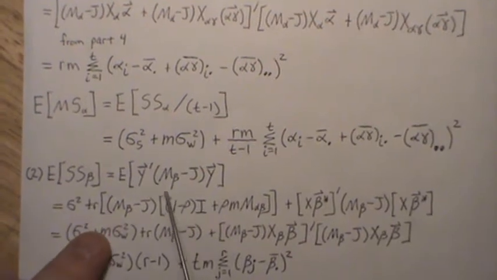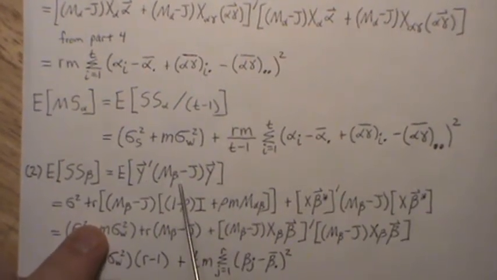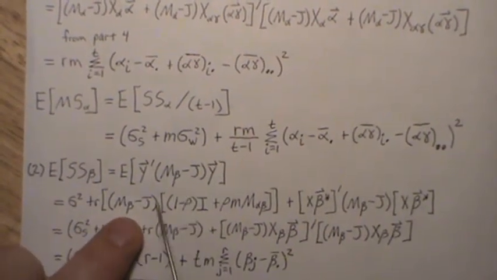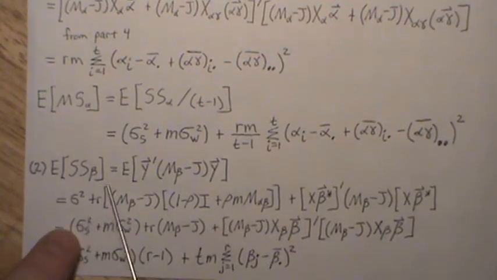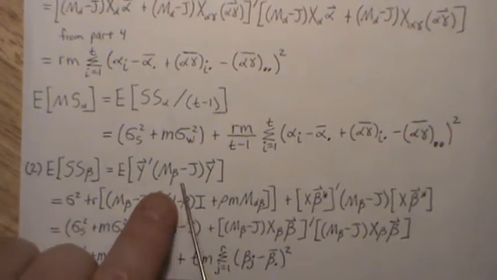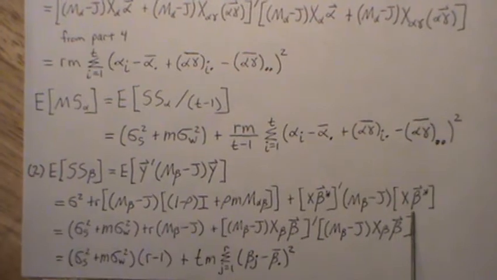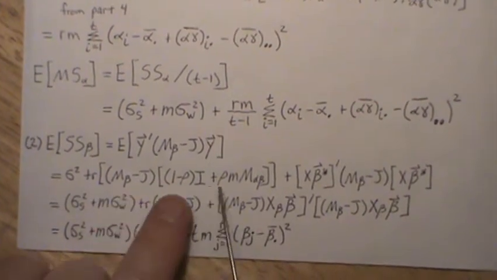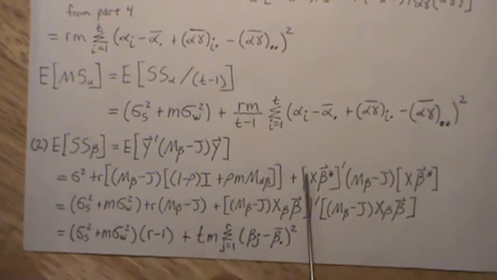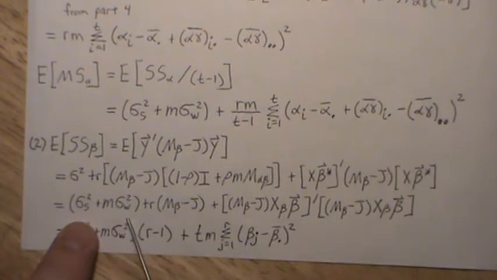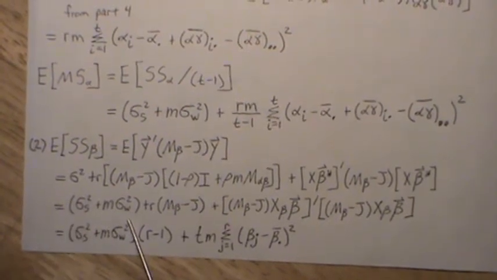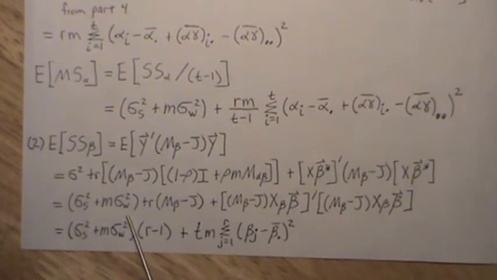Then the formula for the expected value of a quadratic form is the trace of this matrix times the variance of y. That's what this is. Of course, the sigma squared comes with it. The mean of y transpose times this matrix, mean of y. Now, when you multiply this in, then you can factor out of M_beta minus J, and then that constant comes out front. I'm skipping some steps, but trying to give you the gist of it.